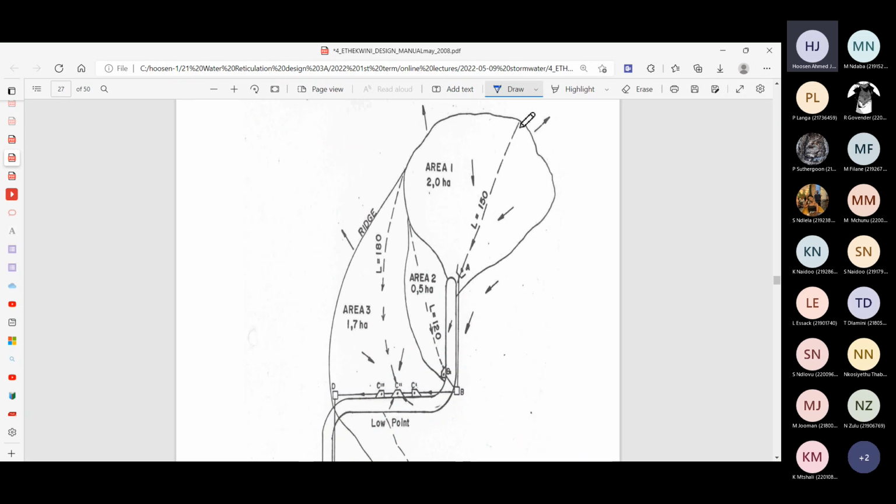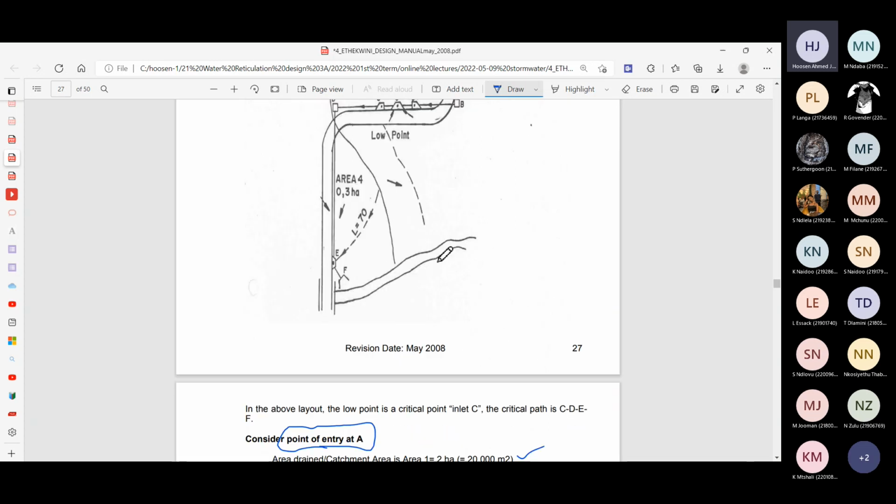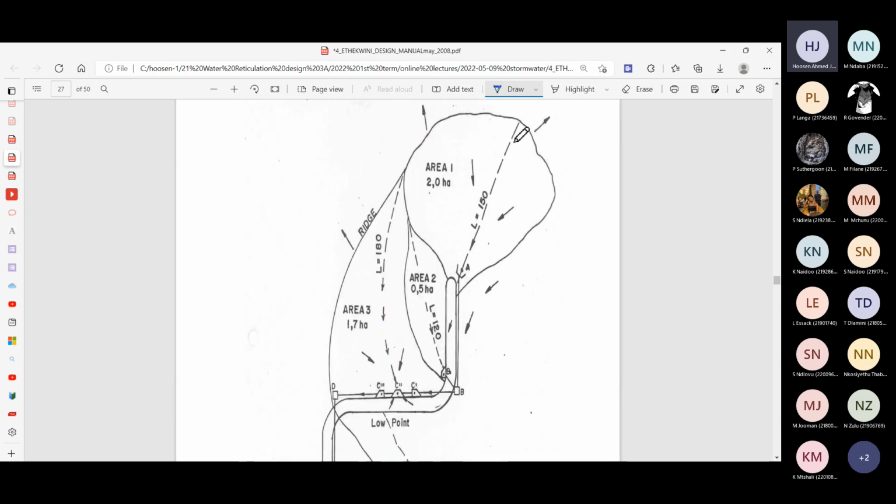the time it would take water from the furthest point to arrive at our point of consideration. At the moment, we're considering the inlet at A. So how long would it take water from the furthest point in the catchment to arrive at that point? We're assuming overland flow in this calculation because there is no defined water course. The defined water course you can see is at the bottom there. So at this point, we're assuming that it's overland flow.